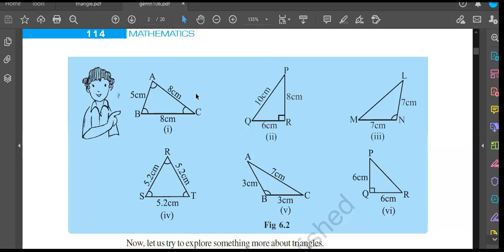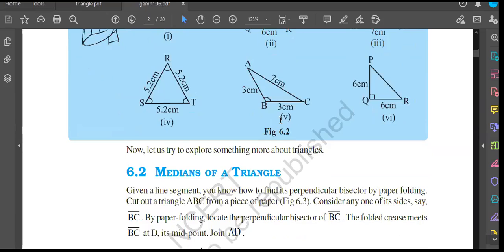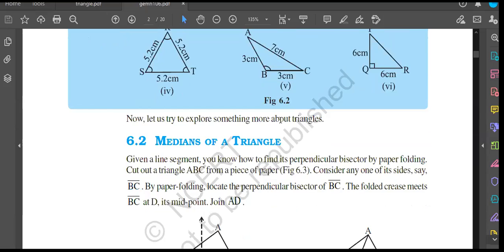First is isosceles, second scalene. What about third? Third is isosceles. Very good. Fourth, equilateral. Fifth, isosceles. Sixth, also isosceles. Easy, everyone? Now we have studied what is a triangle and what is a side of a triangle. Then we will study some other parameters. Now, median. What is the meaning of median?